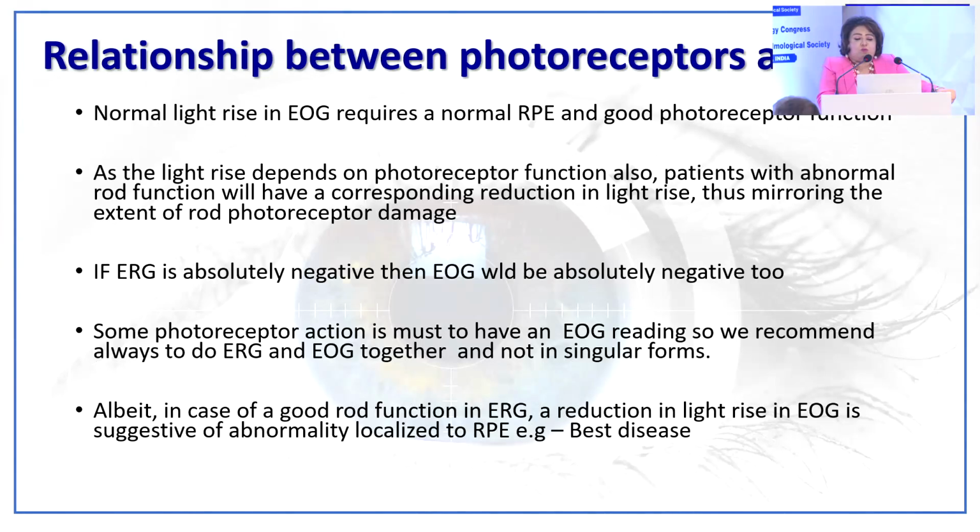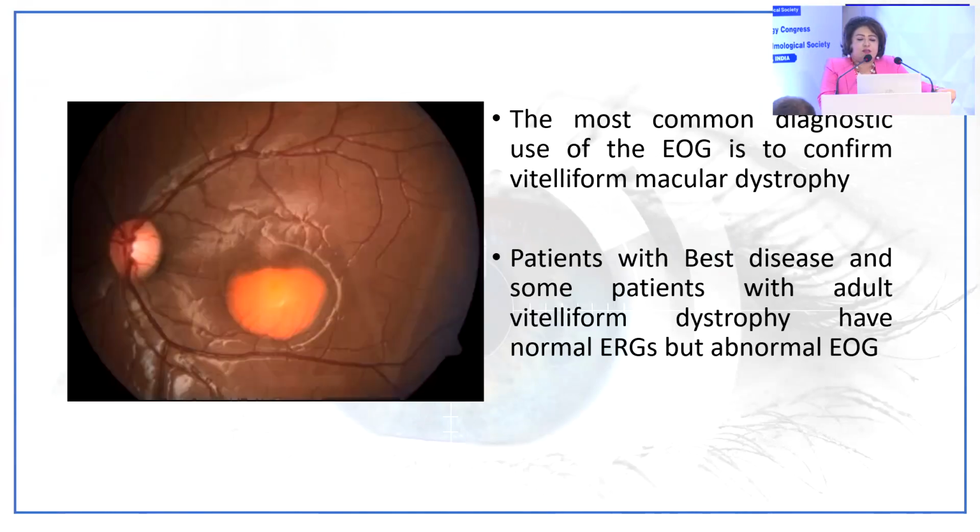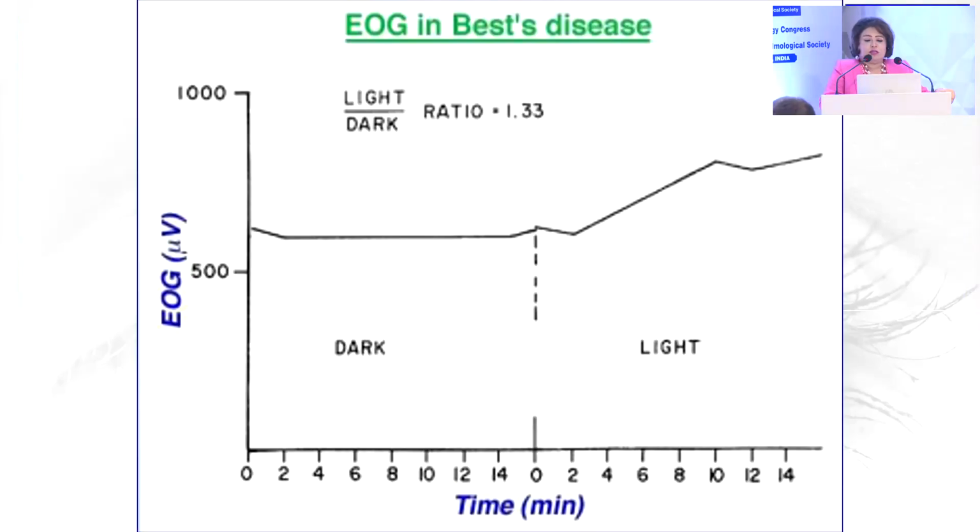In the presence of good rod function in ERG, a reduction in the light rise in EOG is suggestive of abnormality located in the RPE, that is Best disease. Clinical applications: the most common use of EOG is to confirm vitelliform macular dystrophy. Patients with Best disease and some patients with adult vitelliform dystrophy have normal ERG but abnormal EOG. In this case, you can see EOG is abnormal.